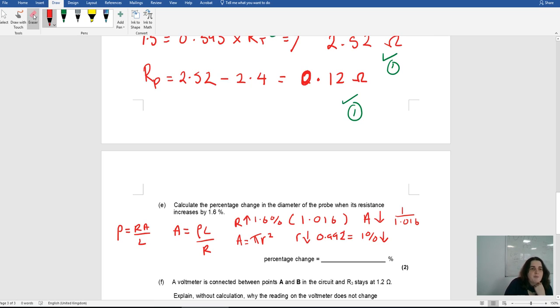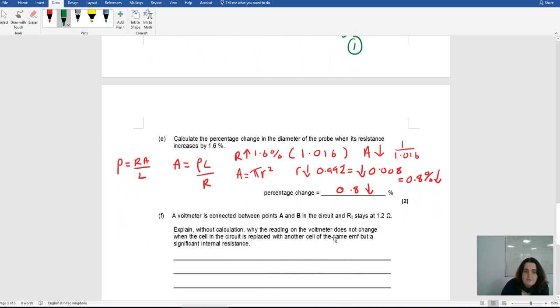0.992, which is approximately, I've said about 1%, is asking for a little bit more accurate. So here it's saying that would be a decrease of 0.008, which is a 0.8% decrease. So the percentage change is a 0.8% decrease. It's a bit long-winded the way I've done it. It says calculate the percentage change, so it wants a number in this case.